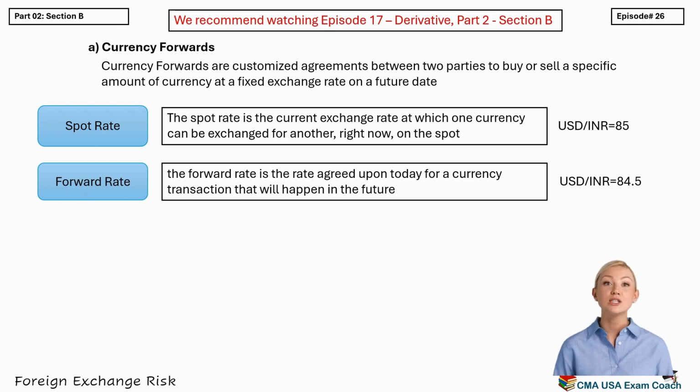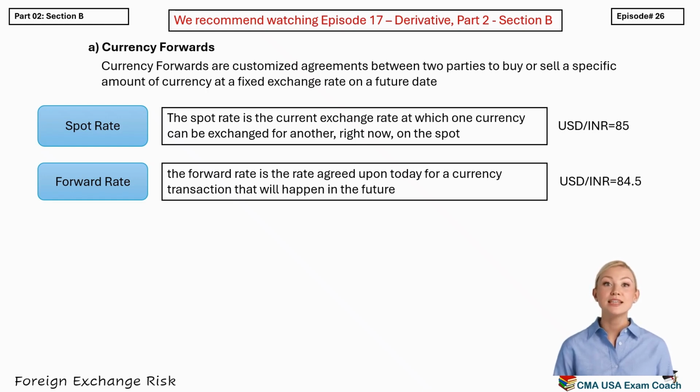The difference between the spot rate and forward rate is influenced by factors like interest rate differences between the two countries, market expectations, and inflation trends. If the forward rate is higher than the spot rate, we say the currency is trading at a forward premium. If it's lower, it's trading at a forward discount. Currency forwards are very useful for companies involved in exports or imports, where payments in foreign currency are scheduled for the future. These contracts help businesses lock in rates and eliminate the risk of exchange rate fluctuations hurting their profits.